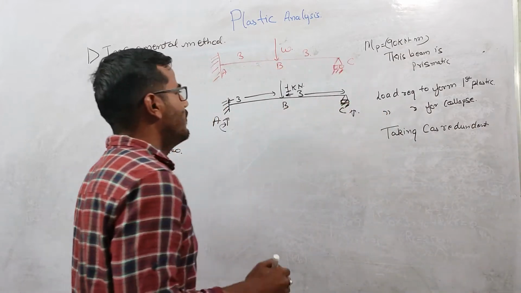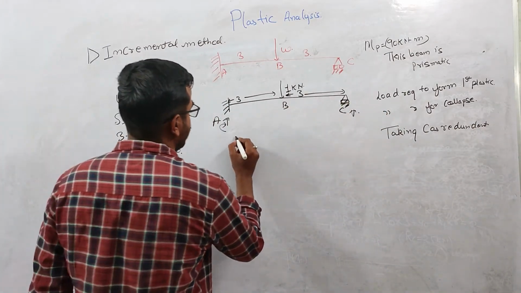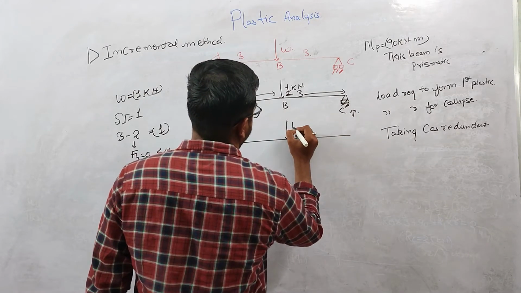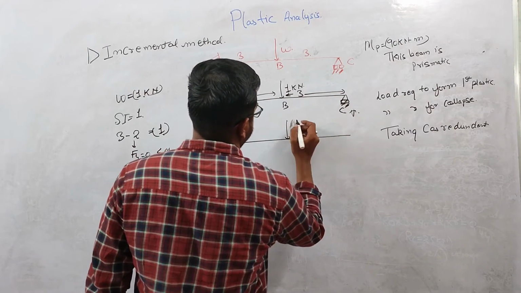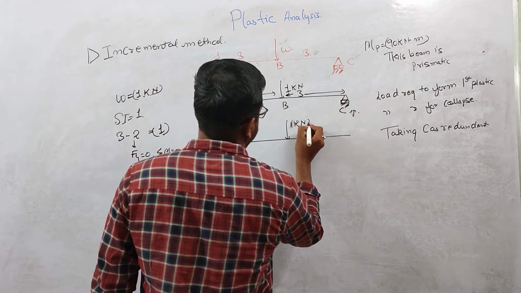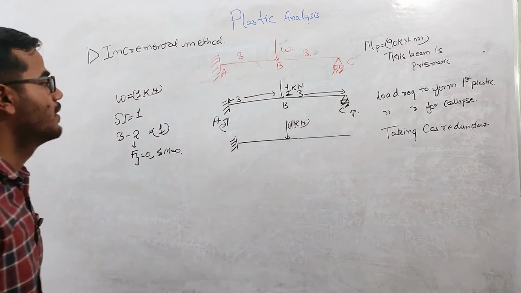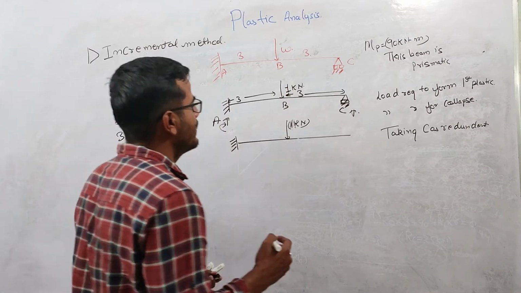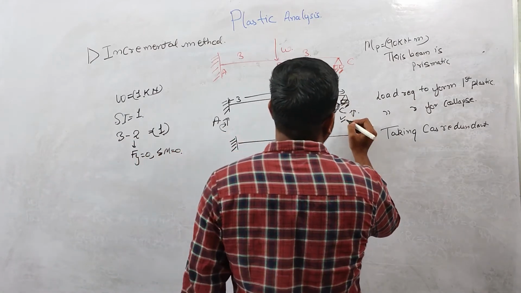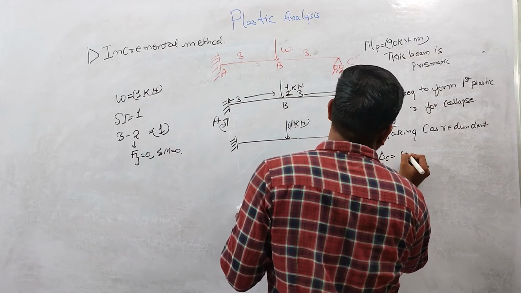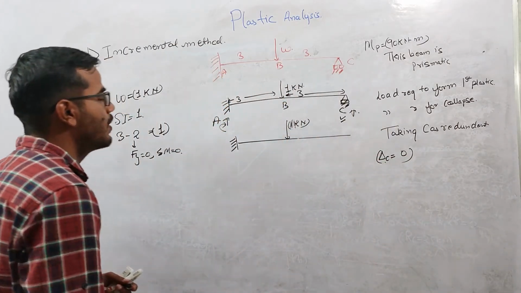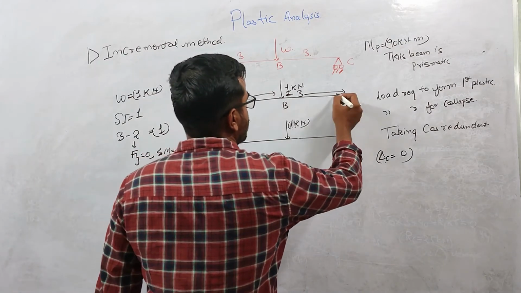Right? Now when I am taking C as a redundant, the structure will look like this. Okay. So first we will be using the compatibility equation at this point. This C, that delta C will be 0. Total deflection, or you can say the net deflection at C will be 0, because this is a roller support, so it is not allowed.